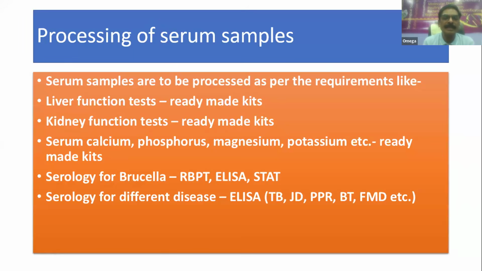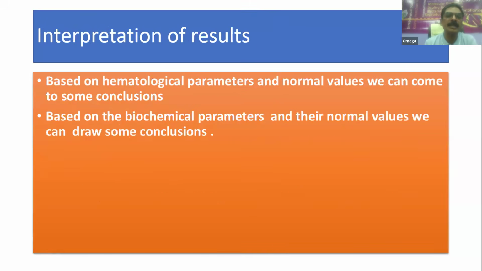Then another factor is brucella. For brucella, we can go for either RBPT, ELISA, or STAT. ELISA and STAT are very commonly used. RBPT is also one of the tests that can be used for screening different flocks. So for brucella serology, we have the options of RBPT, ELISA, and STAT. Then serology for different disease conditions, like ELISA for TB, JD, PPR, bluetongue, and FMD. These are the disease conditions that can be diagnosed with the serum sample.